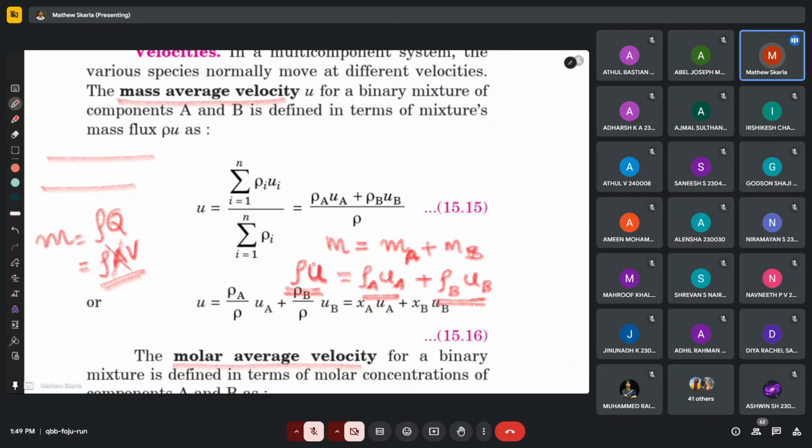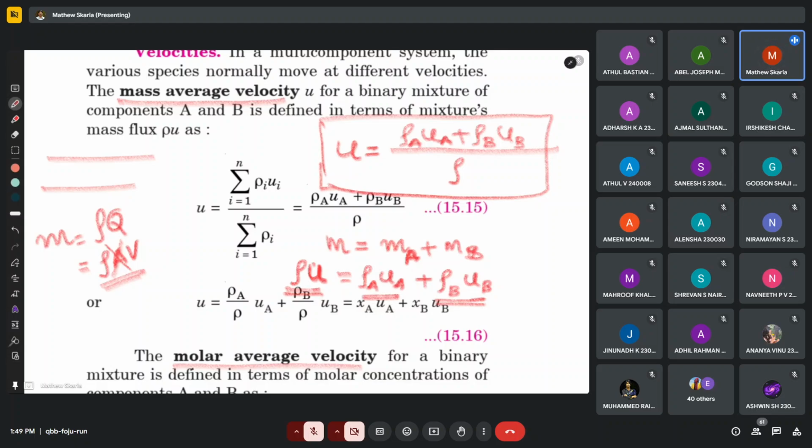Okay. Then u, that is the mass average velocity. u is equal to the numerator term, rho A uA plus rho B uB, divided by rho. So that is the mass average velocity. Mass average velocity u is equal to rho A u of species A plus rho B u of species B divided by the total rho of the mixture.